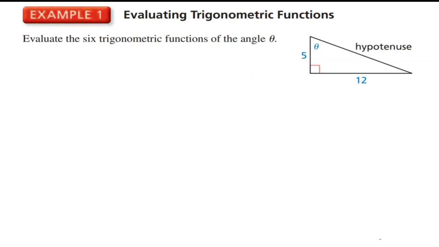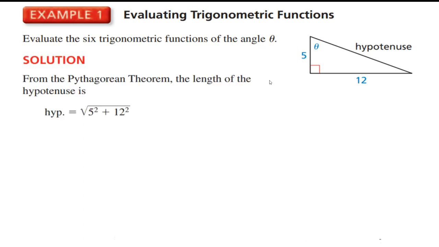Now let's try to solve example number 1, which is evaluating trigonometric functions. Evaluate the 6 trigonometric functions of the angle theta, which is given over here. So we have a right triangle here. The hypotenuse is the longest side. Now, these are your two legs of the right triangle, whose measurements are 5 units and 12 units.